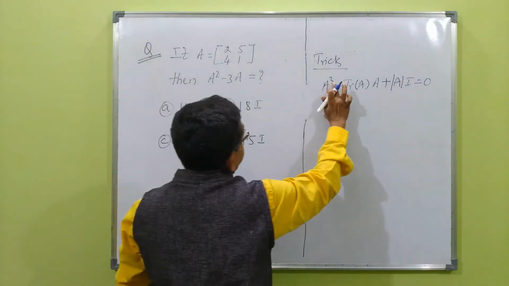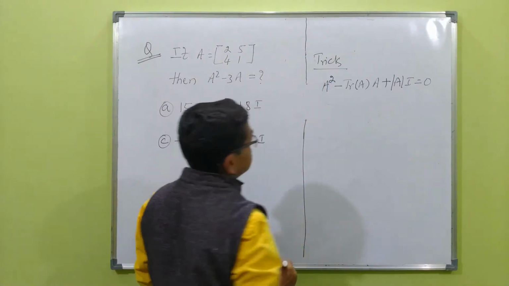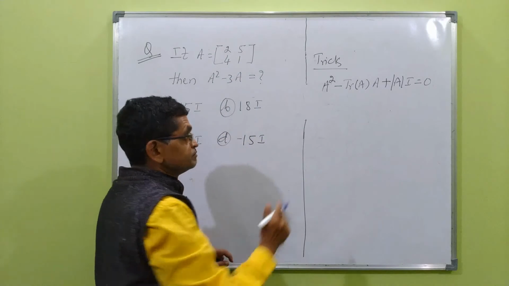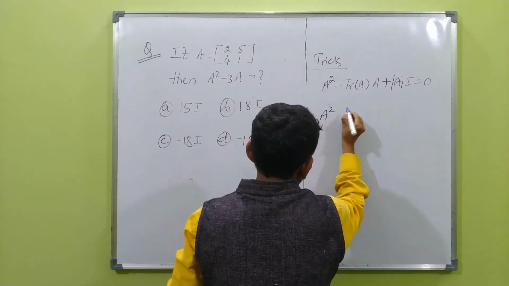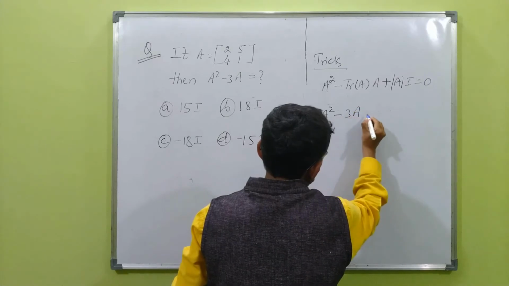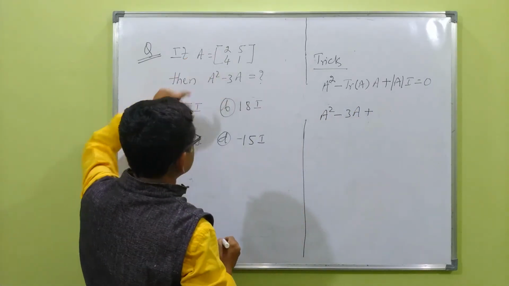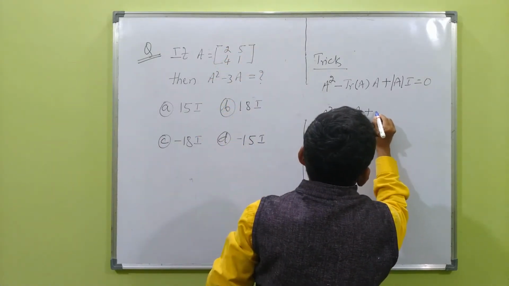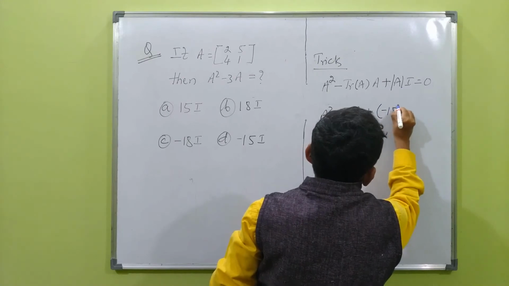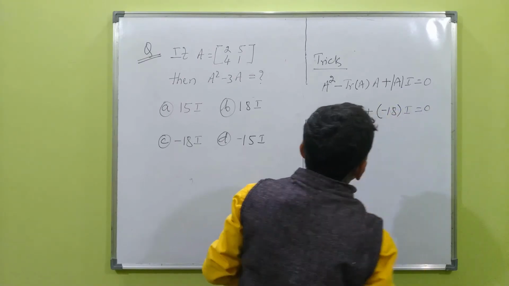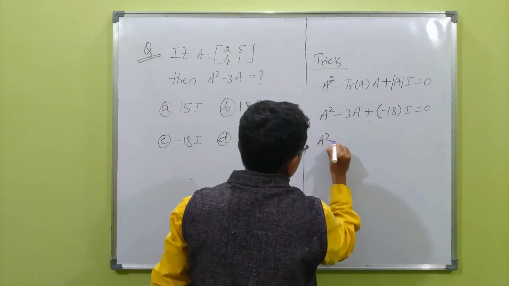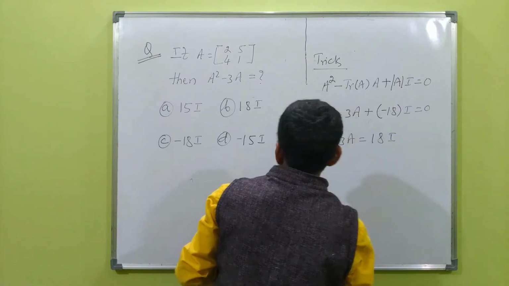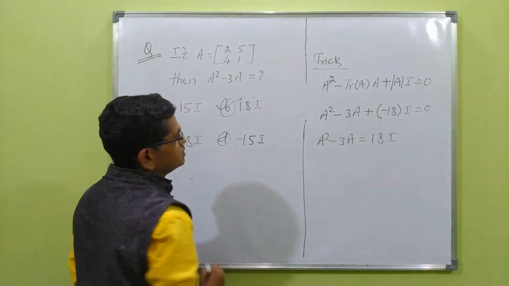So A square, sorry. This is the rule. Trace means the sum of the principal diagonal elements. So A square minus 3A plus determinant of A is 18I, 2 minus 20, minus 18I is equal to 0. Therefore, A squared minus 3A is equal to 18I. So, B is the answer.